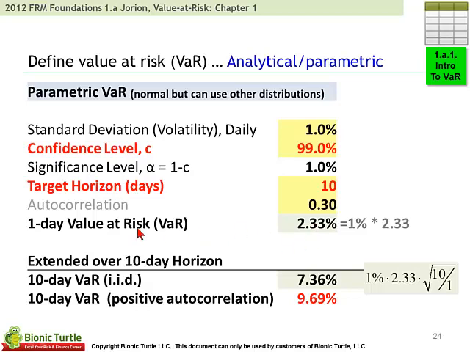Keep in mind also that if we have a 1 day VAR of 2.33%, then if we scale that to 10 days, we just multiply by the square root of 10 over 1. In that case, we'll get a 7.36%. As I said, that assumes, importantly, IID. For example, if the independence was violated such that there were positive auto or serial correlation between those returns, then the VAR would be higher. In this case, this is actually true. If the autocorrelation is 0.3, you can see the 10-day VAR is actually 9.69.